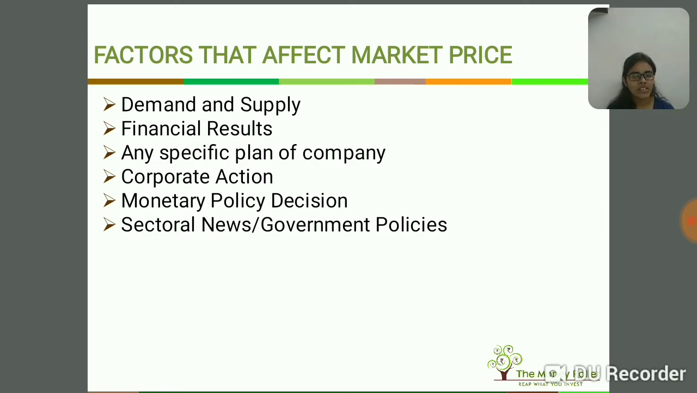Then there is corporate action. On corporate action, we will have a talk later, but to give you an overview, it is a news or a decision taken by the company which impacts the market price of the company, okay?